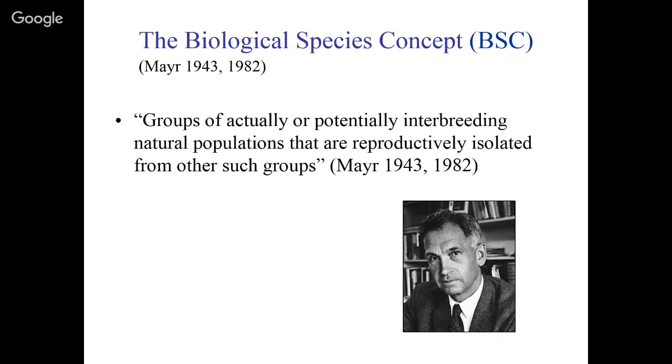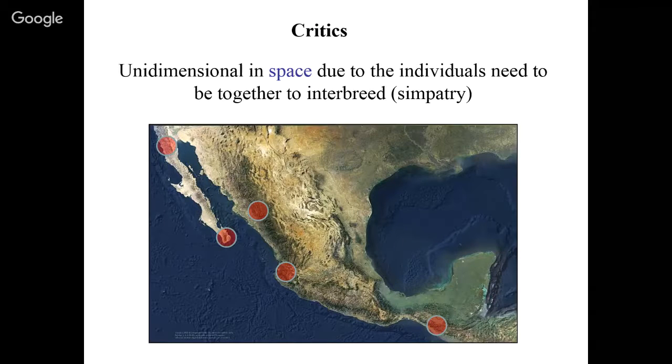Also, another concept that is traditionally the most accepted and widely used around the world is the biological species concept. It is defined as the group of actually or potentially interbreeding natural populations that are reproductively isolated from other such groups, according to Ernst Mayr. However, there are several criticisms of this concept, albeit it is the most widely used. I'm going to talk about some of them, just to highlight the most important in my view.